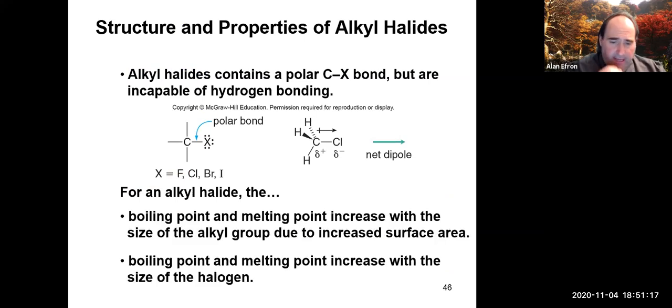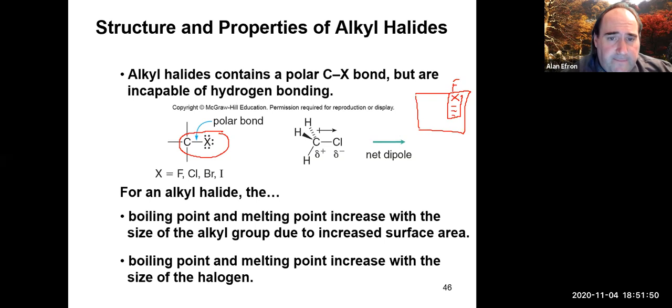Now, alkyl halides typically have boiling points and melting points that increase with size. Boiling points and melting points increase with the halogen that's involved. And that's because usually this bond here is a polar bond. Again, if you remember in terms of electronegativity, highest electronegativity right here at fluorine, up and to the right. So that is where we find all of our halogens, fluorine or chlorine or bromine or iodine going that way on the periodic table.